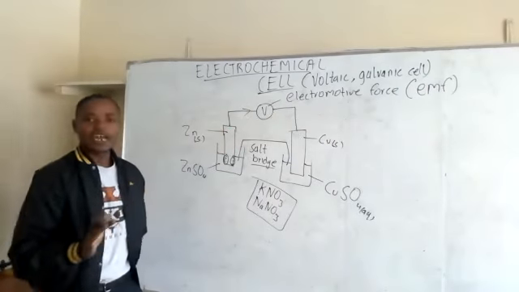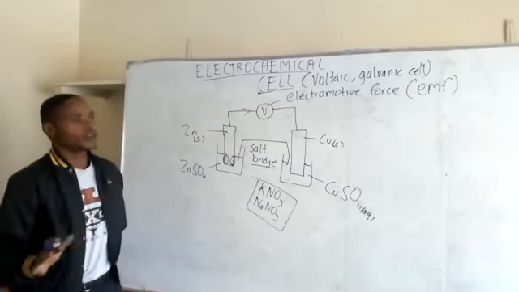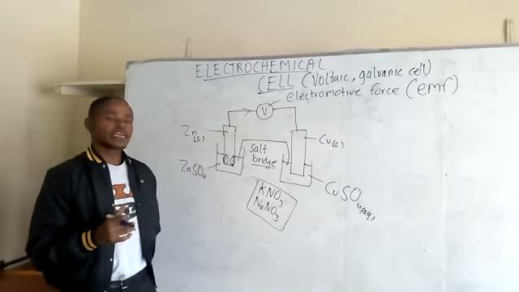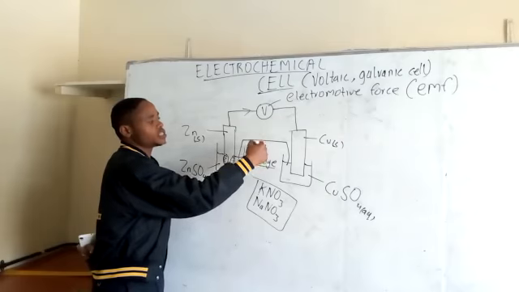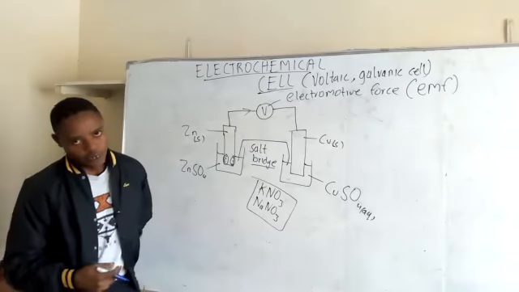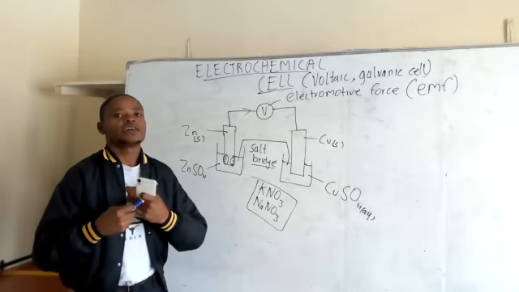So basically that's how our electrochemical cell looks. In our next part, we're going to look a little bit at the salt bridge, and then we'll proceed from there. Thank you.